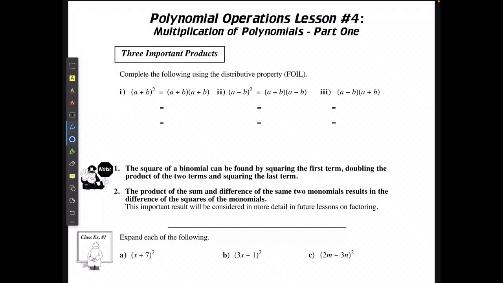For this lesson, we're going to continue to explore the multiplication of binomials and polynomials. So the first thing is we're going to take a look at three special cases where if I'm FOILing this out, then I'm going to multiply the first terms and get a squared. I'm going to multiply the outside terms and get ab. I'm going to multiply the inside terms and get another ab, and I'm going to multiply the last terms and get b squared.